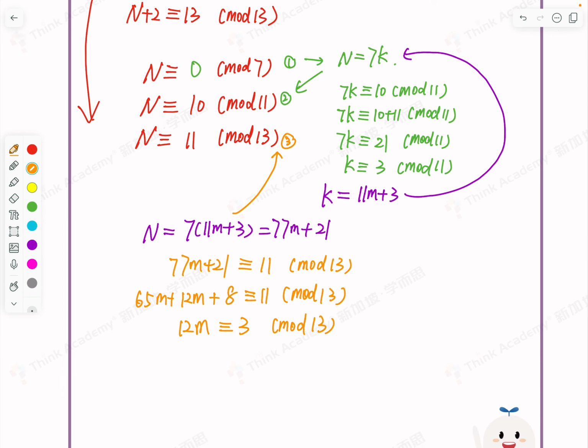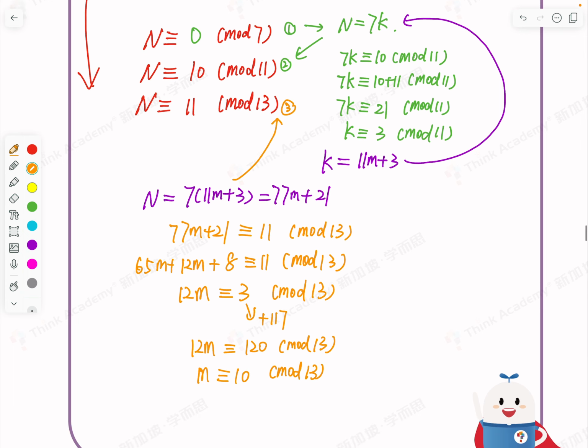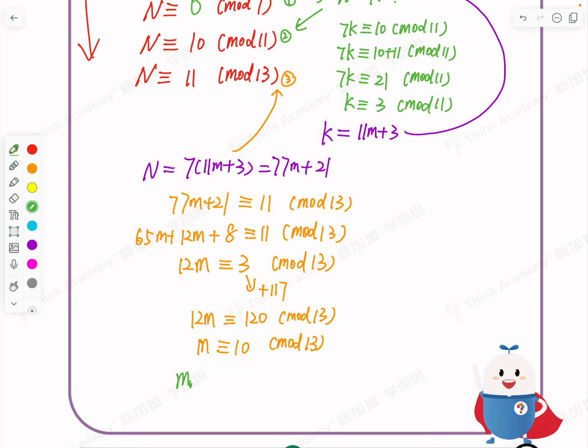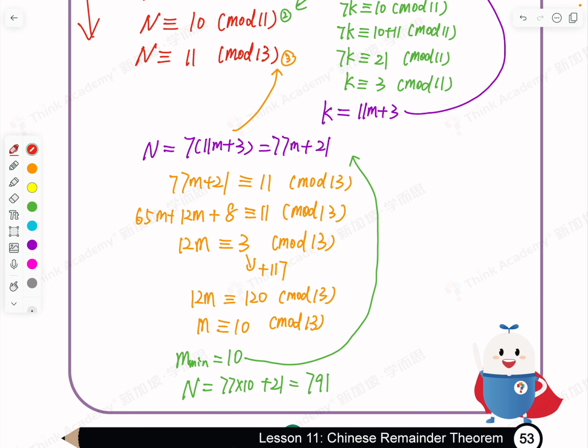So this one, you just plus and have a try, you can find 3. Actually, I need to plus 117. So 12m is congruent to 120 if I mod 13. So m congruent to 10 if I mod 13. Okay, so what is the minimum number of m? M minimum equals to 10. So what is the value of this n? N equals to, you take the place to this place. 77 times 10 plus 21 equals to 791. So the smallest number n equals to 791.